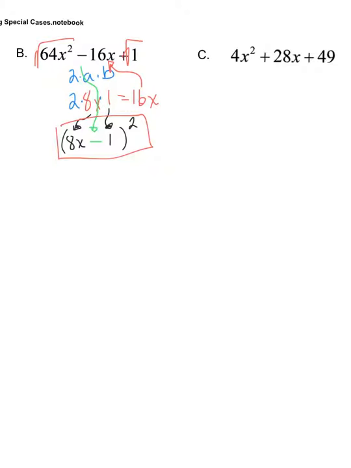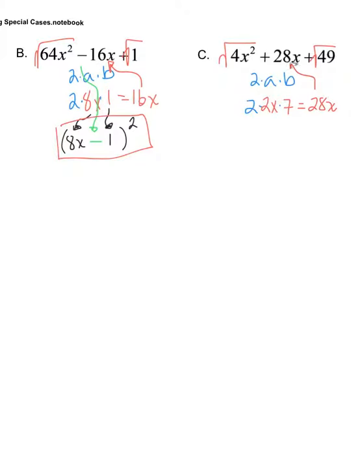Okay, so for C, I see I have a perfect square, so we're going to test the 28x to see if it matches 2ab. So take the square root of your bookends. The square root of 4x squared is 2x. The square root of 49 is 7. 2 times 2x is 4x, times 7 is 28x.